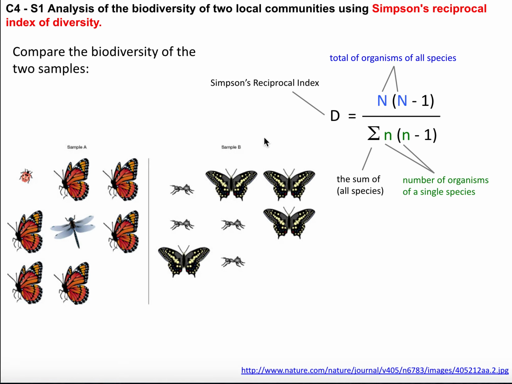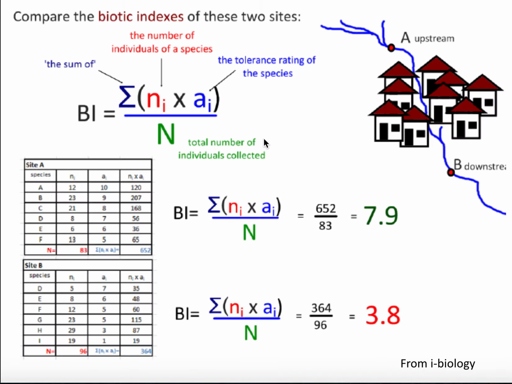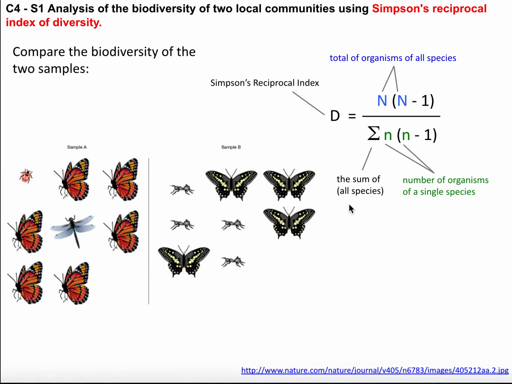Okay, so what you would then also want to look for, to go back, so the higher the number, the more healthy that site is. So in this case, we would say that the site A, upstream, was more healthy than site B because of what species were found in site B versus site A. So higher is better. Okay.